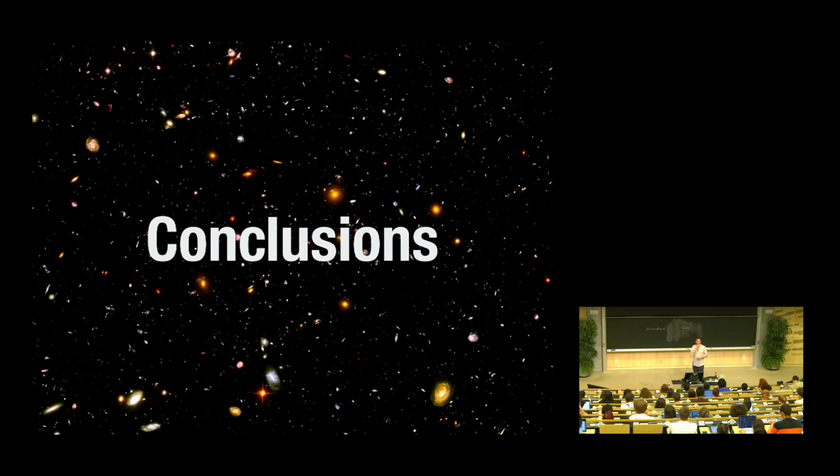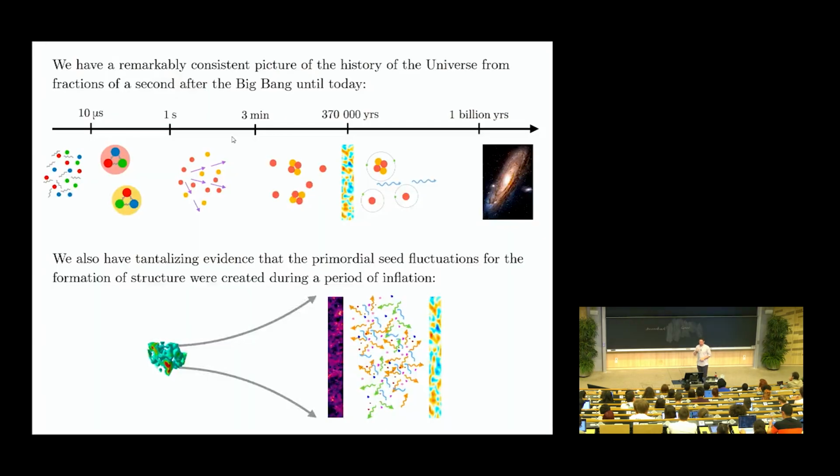Okay. Any other questions? Okay, so let me just conclude, and then I can maybe open the floor for some general questions on anything. So just to summarize, I think we do have a remarkably consistent picture of the history of the universe, at least from microseconds after the Big Bang until today. There are various events that we know with absolute confidence as just facts of nature. And I've listed them or drawn them up here.